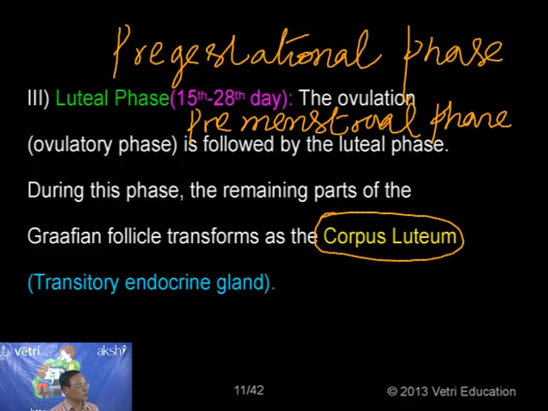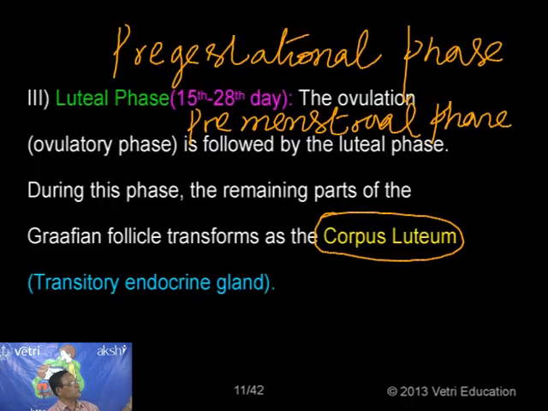So if there is no pregnancy, what will happen? This corpus luteum disappears or degenerates. Only at times of pregnancy, to maintain the pregnancy, a structure called the corpus luteum is developed from the ruptured follicle cells. That is why it's called the luteal phase, as we have the formation of the corpus luteum.